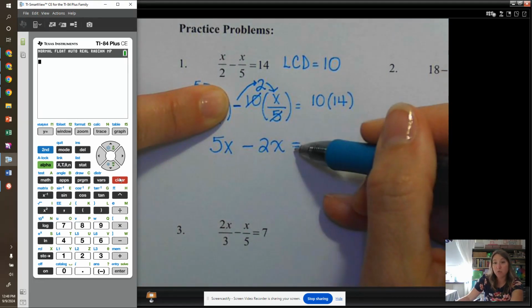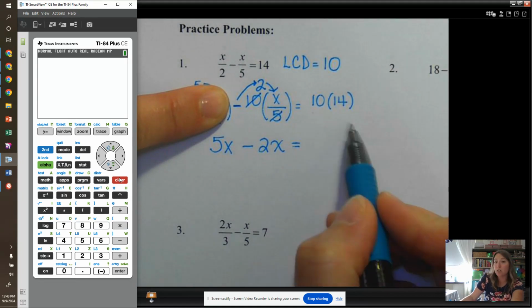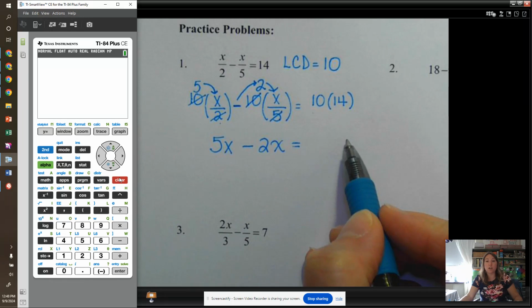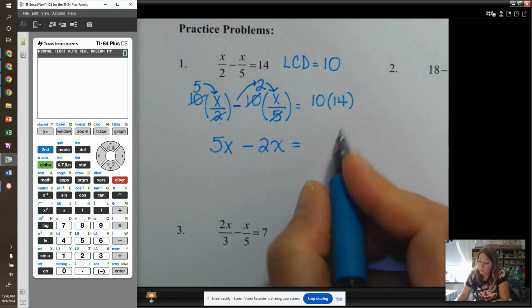Now bring down your equal sign. Is there a denominator that my LCD is canceling out with over here? No. So what comes down to this next line?